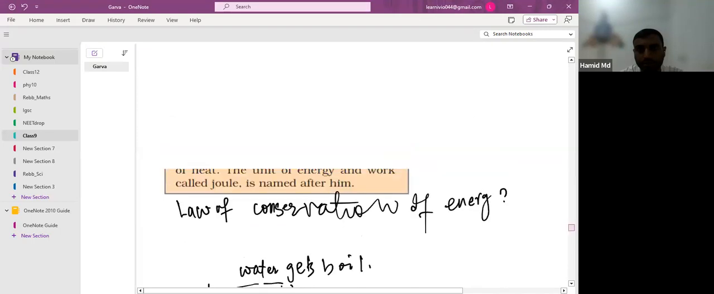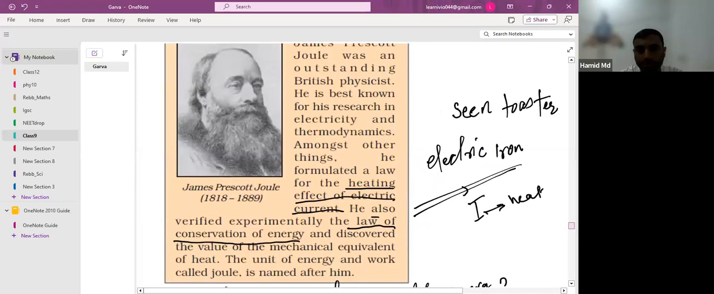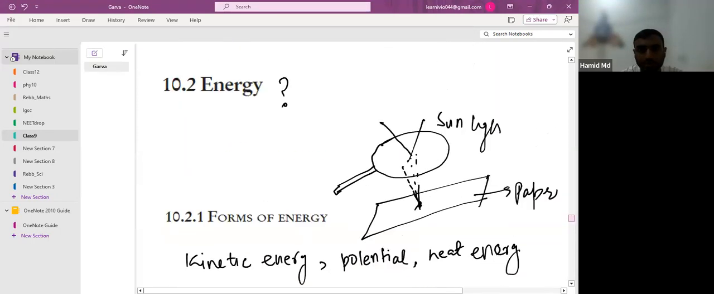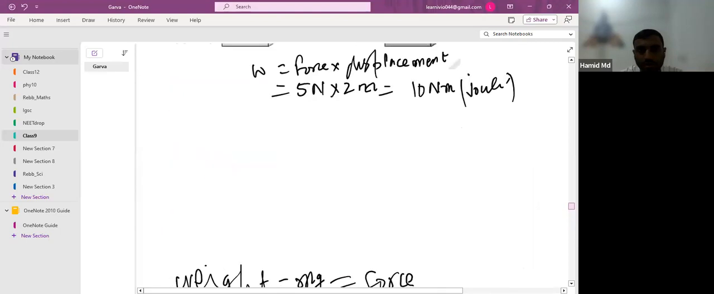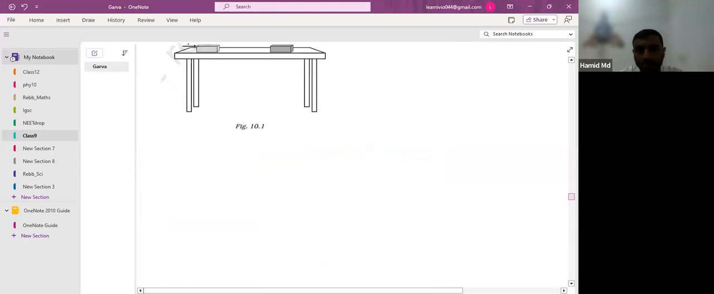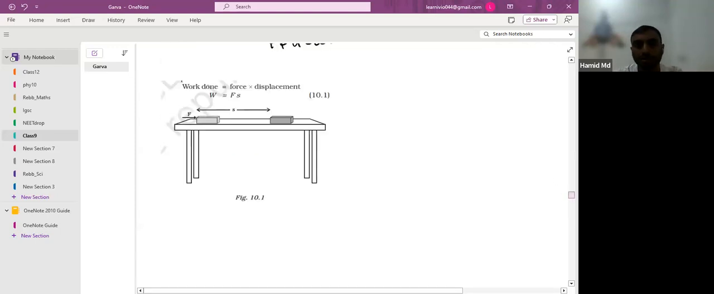So we can scroll back and see what we studied last time. Actually, we are studying chapter 10, right? And chapter 10 is about work and energy. So we first defined work. Okay, so here it is, work.